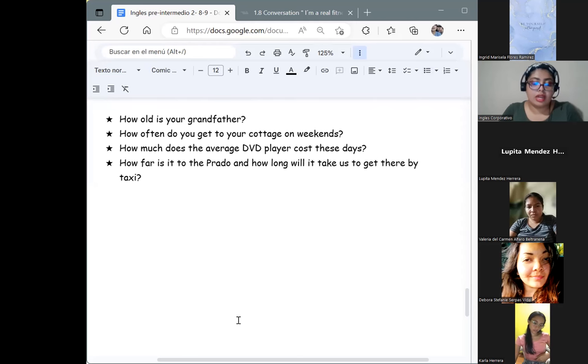¿Qué tan lejos está el Prado? Que este es un museo, ¿verdad? Y una galería de arte que se encuentra en Madrid. ¿Y qué tanto tiempo nos costaría, ¿verdad? Para llegar ahí en taxi. Es como preguntar sobre direcciones, ¿verdad? ¿Cuánto tiempo nos tardaríamos en hacer el recorrido hacia ese lugar?